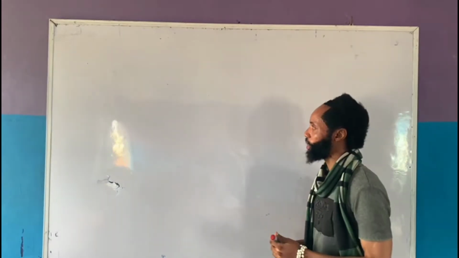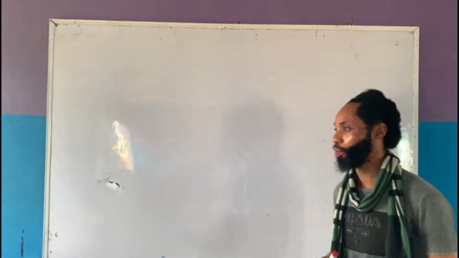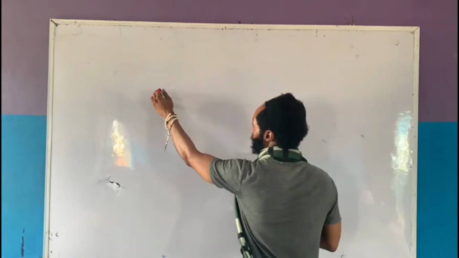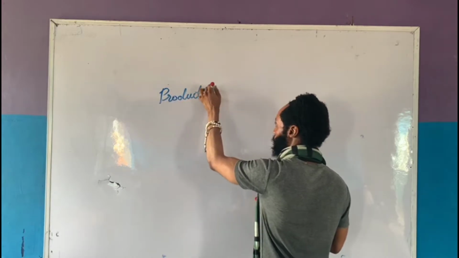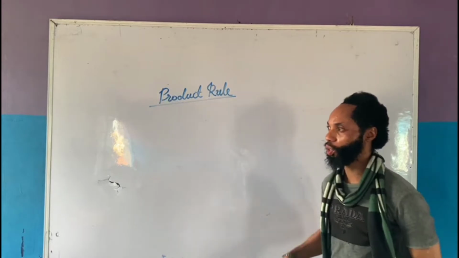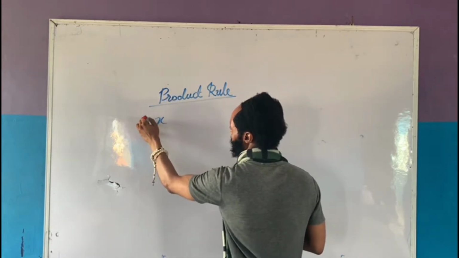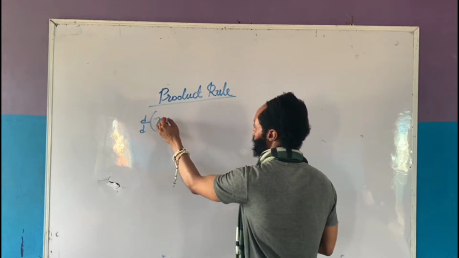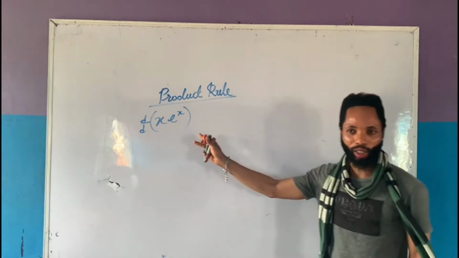Okay, alright, I want us to look at the power rule question here, but a different kind. Product rule, I mean. Product rule. Alright, product rule. Now let's look at the question in this sense: d/dx of e times x raised to the power e. How do we differentiate a question like this?